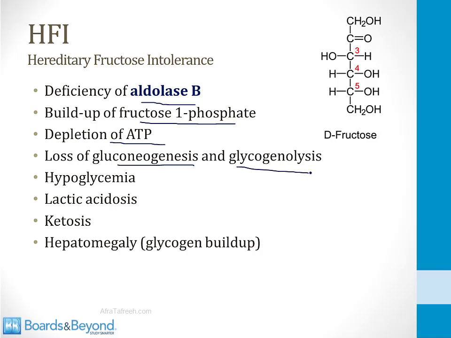In other words, in order to synthesize glucose or break down glycogen, you need ATP, and because ATP is depleted in this disorder, babies who have this problem cannot perform gluconeogenesis and cannot break down glycogen. So they will develop a clinical syndrome that is similar in many ways to the glycogen storage diseases. They will have hypoglycemia and lactic acidosis and ketosis, and they can even have hepatomegaly from glycogen buildup.